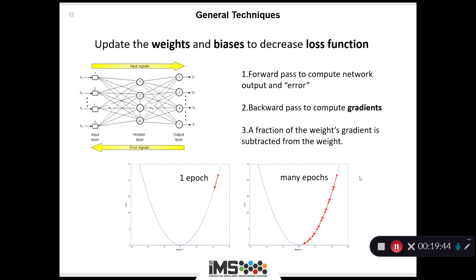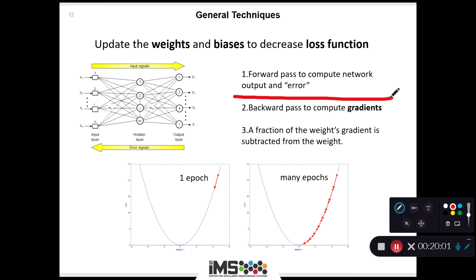So the training process of the model establishment is like this. We want to update our weights and biases to decrease the loss function. There are mainly 3 steps. First, we forward pass to compute the network output and the error. That means we are given the input, like here, and the network parameters are fixed or initialized as random numbers. Then we forward pass the input through the network, and we get the output.